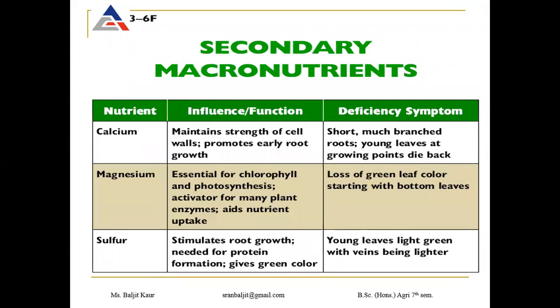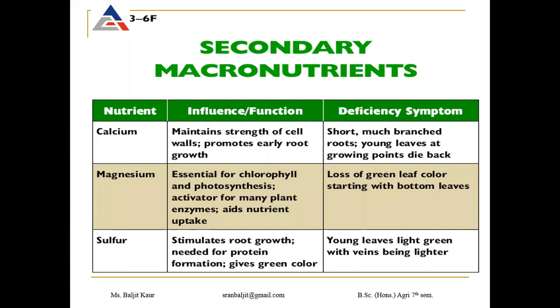Then again, secondary macronutrients: these are calcium, magnesium, and sulfur. What is the function of calcium? It maintains the cell wall, then promotes early root growth. And what are the symptoms of deficiency? There will be short and much branched roots, so roots will be affected, and young leaves at growing points will die back. So if there is a deficiency of calcium, the younger leaves will die back.